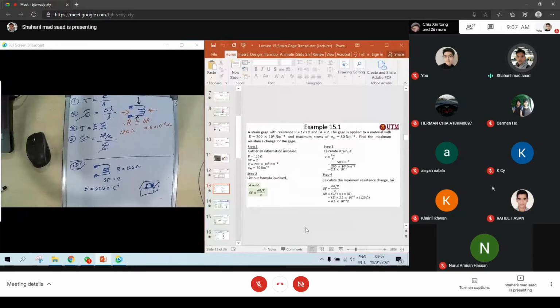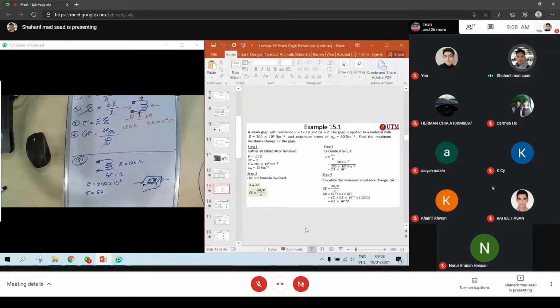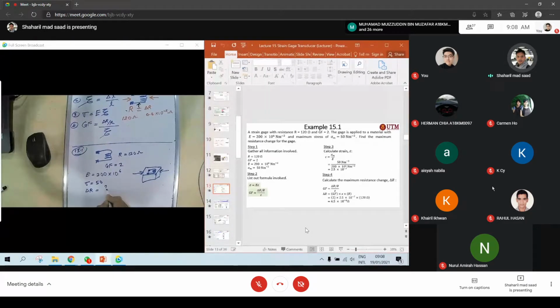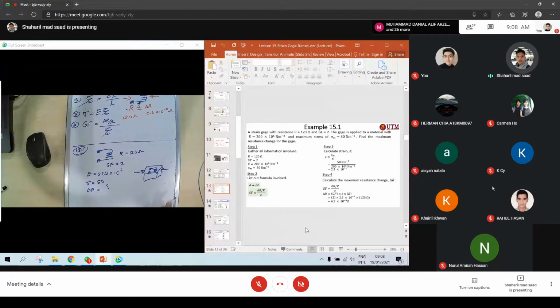And the maximum stress is equal to 50 Newton per meter, and then you apply the compression. You apply the stress here, equal to 50 Newton. Find the maximum resistance change for the gauge. So maximum resistance change, which means delta R. So he asks you to find the delta R here. Okay, so it's quite simple.